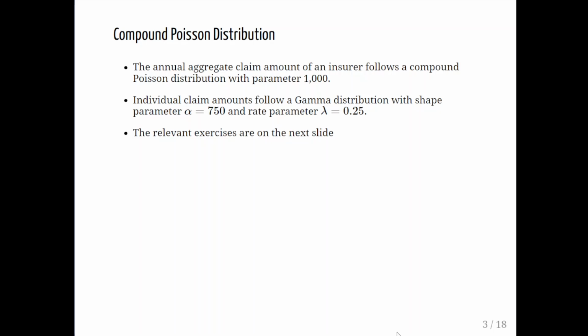The annual aggregate claim amount of an insurer follows a compound Poisson distribution with a parameter 1000. Individual claims follow a gamma distribution with a shape parameter alpha equals 750, and a rate parameter lambda equals 0.25. Okay, so the relevant exercises are on the next slide.